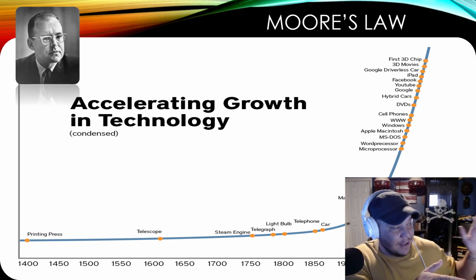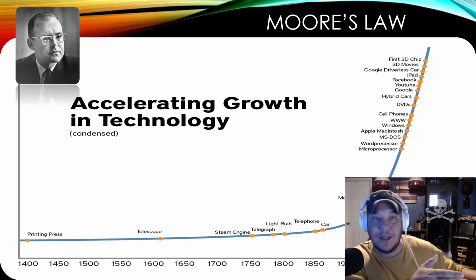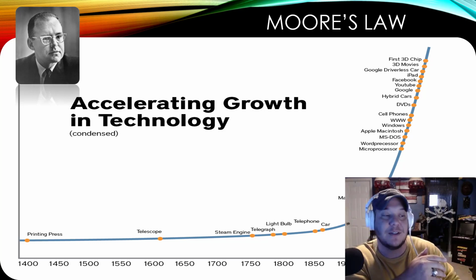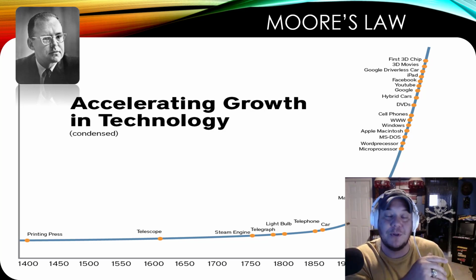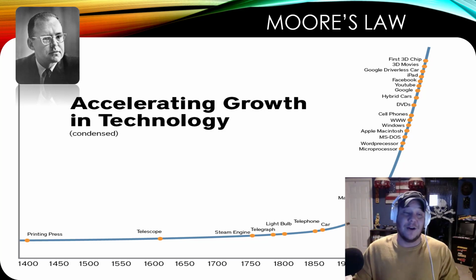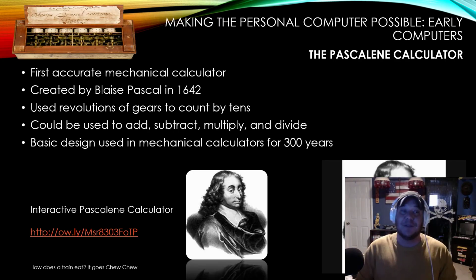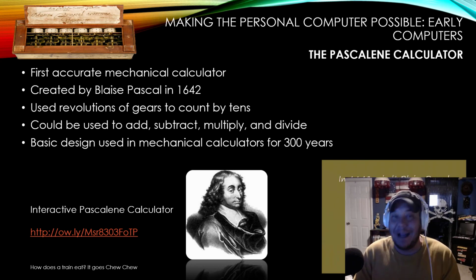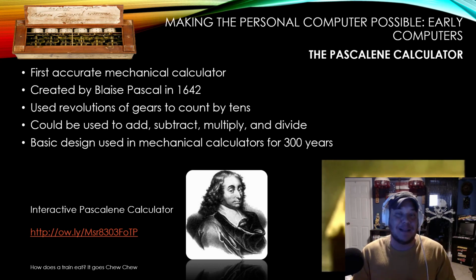How did we get from the printing press in the 1400s to 3D chips and walking on the moon and potentially expanding out to artificial intelligence in the mid to early 2000s? It all starts off with a pretty simple invention, a Pascaline calculator. Now, the Pascaline was a very first accurate mechanical calculator. This machine was created by a French mathematician, Blaise Pascal.